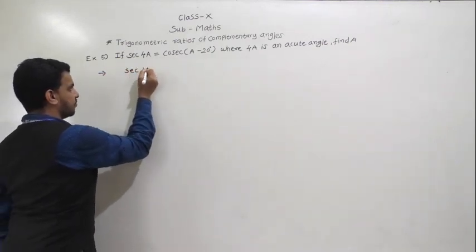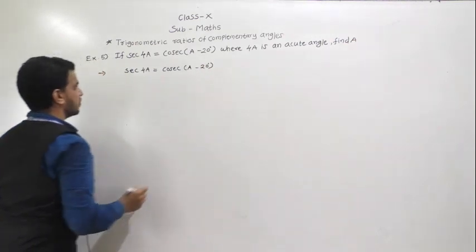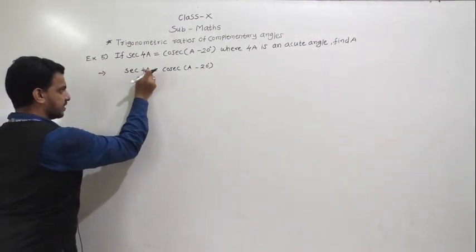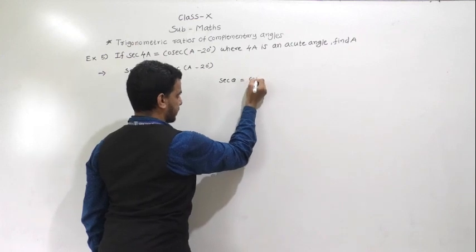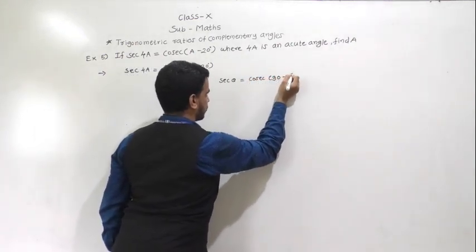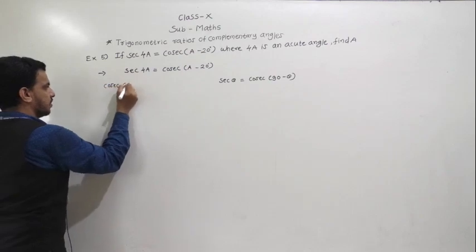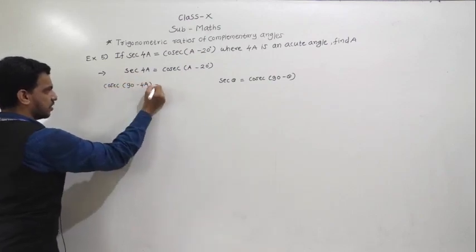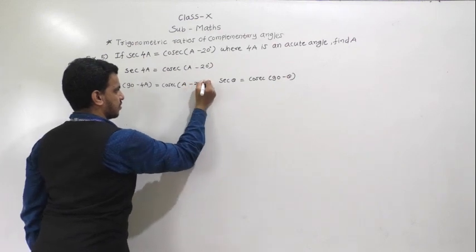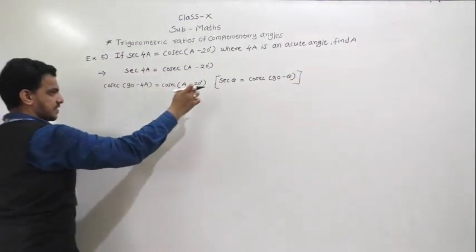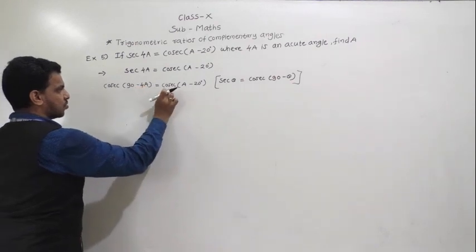What is given? Sec 4a is equal to cosec (a minus 20 degree). Now sec theta, suppose 4a is theta here, we know that it is cosec (90 minus theta). Now here 4a is theta, so this sec 4a we can write as cosec (90 minus 4a), and this cosec (a minus 20) we keep as it is. So here we are using sec theta is equal to cosec (90 minus theta). So cosec (90 minus 4a) is equal to cosec (a minus 20 degree).